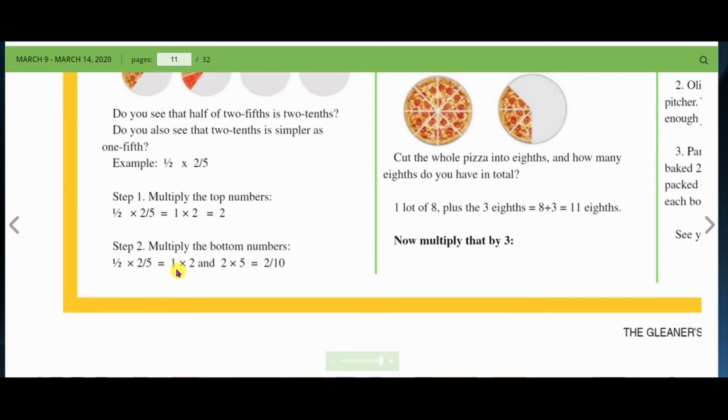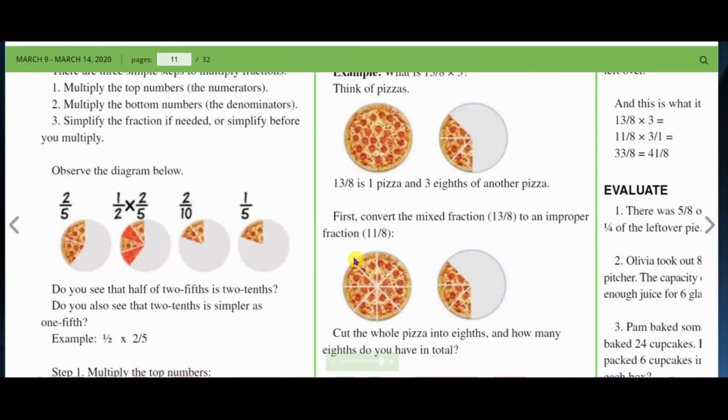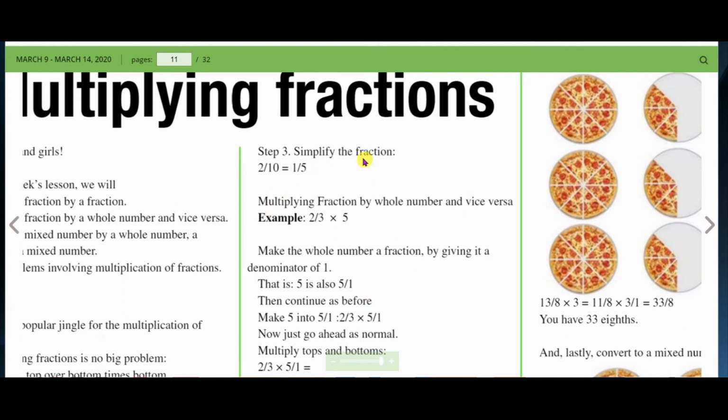So we would have 2 times 5, and that would give you 10 as the denominator, and the 1 times 2 would give you 2 as the numerator. Step 3, simplify the fraction. So 2/10 can be simplified to 1/5. How would we do that? So 2 could go into 2 one time, and 2 could go into 10 5 times.